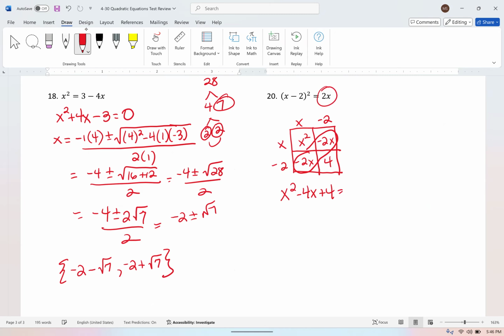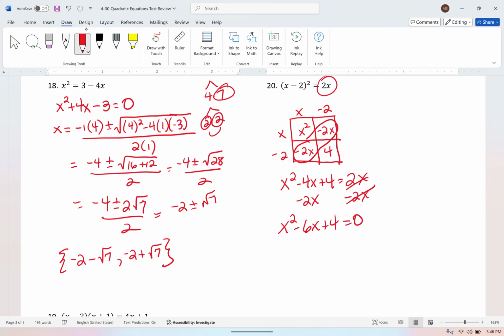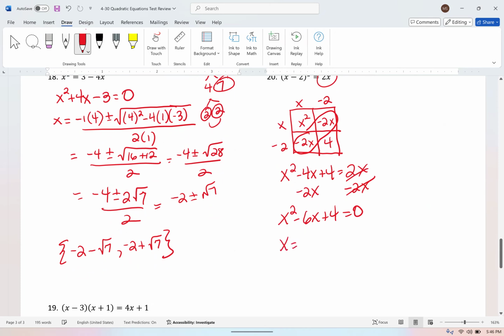Don't forget that 2x is still there. I need a 0, so I'm going to have to get rid of that 2x. So x squared minus 6x plus 4 equals 0. All right, x equals the negative 1b times plus or minus the square root of b squared minus 4. A is 1, c is 4. All divided by 2 times 1.